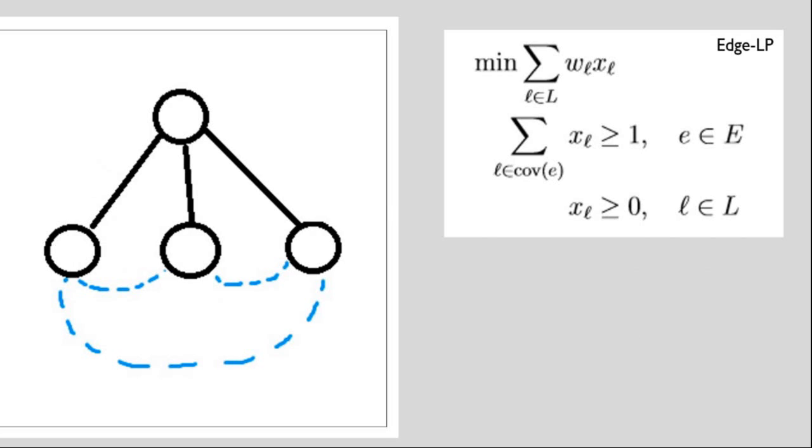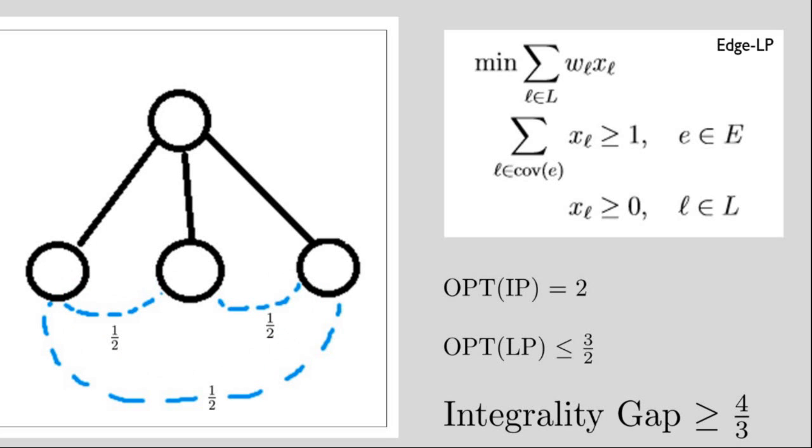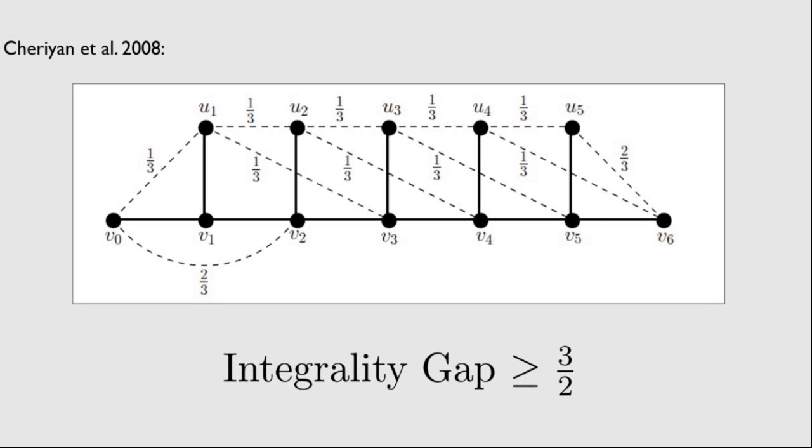I've drawn a small example here. In this graph, you need to pick at least two links in order to make this network two-edge connected. But if we're allowed fractional entries, then putting 1/2 on each of the links is a feasible solution to the linear program. So this gives an integrality gap of at least 4/3 for this relaxation. And it's actually, in fact, worse than that. Cheriyan et al. gave a series of examples showing that the integrality gap is at least 3/2.